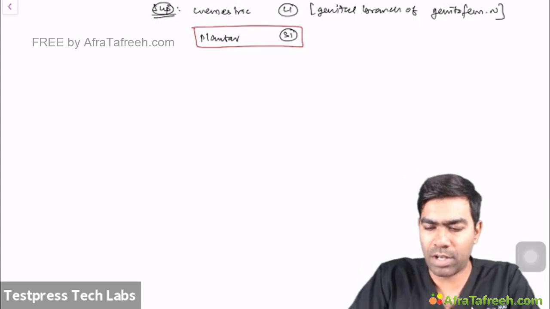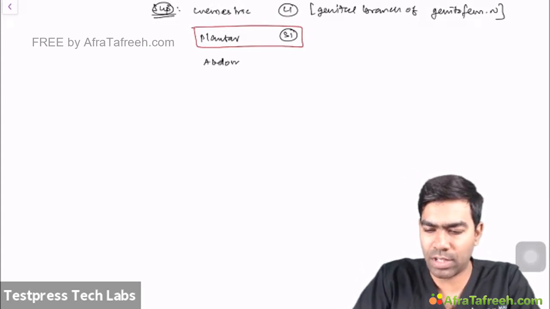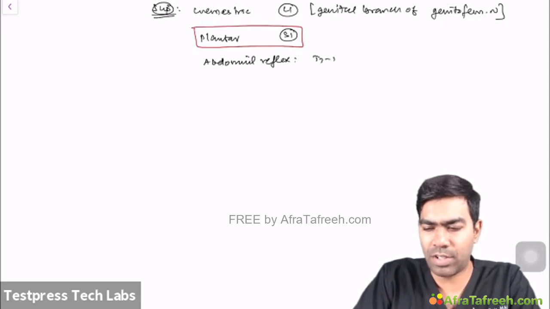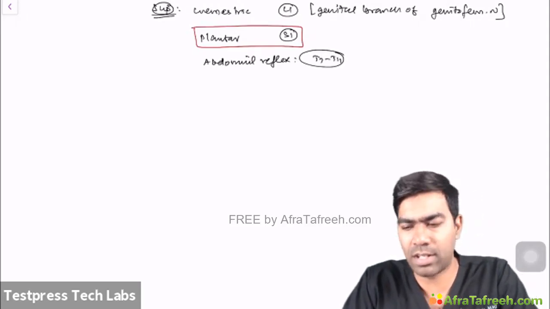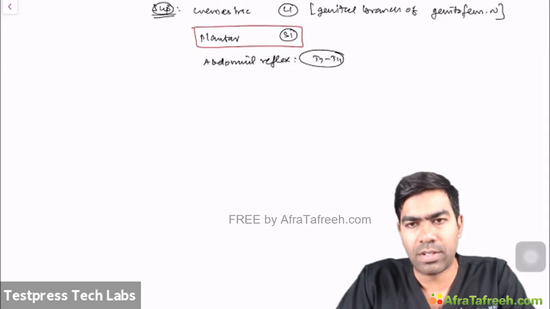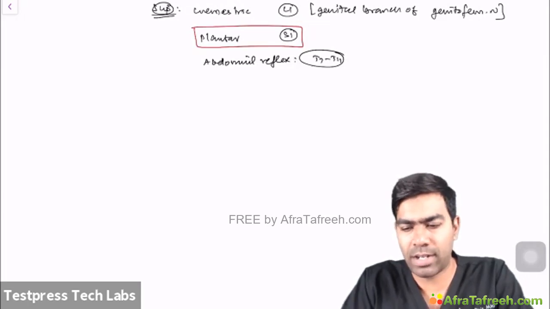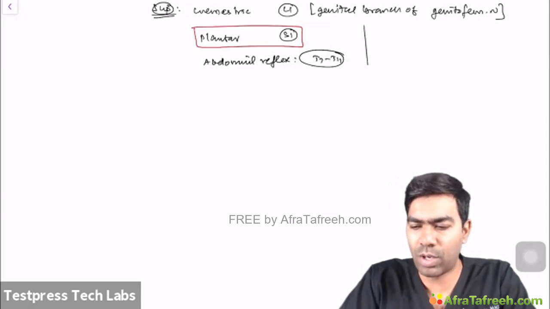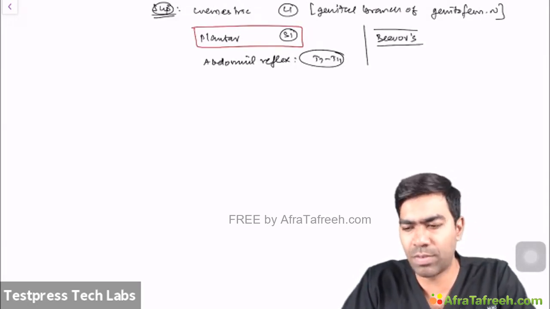And you have abdominal reflexes also. That's another superficial reflex. T7 to T11, anywhere you can tell the dermatome, no problem. So that's where you check for the abdominal reflex bilaterally. And more importantly, you need to know one important sign called the Beevor sign. Everyone knows what you mean by Beevor sign.